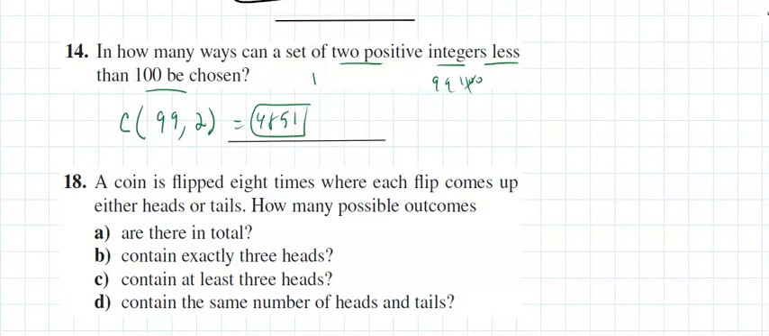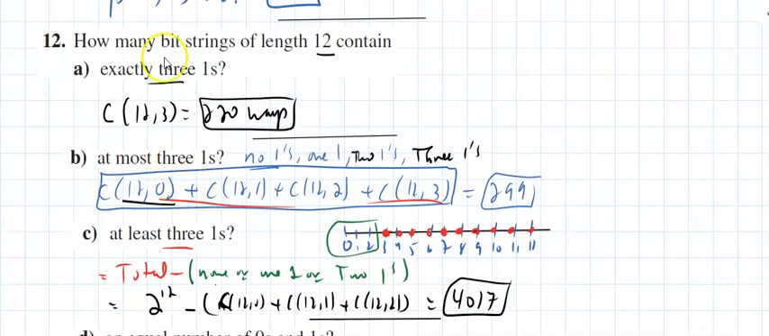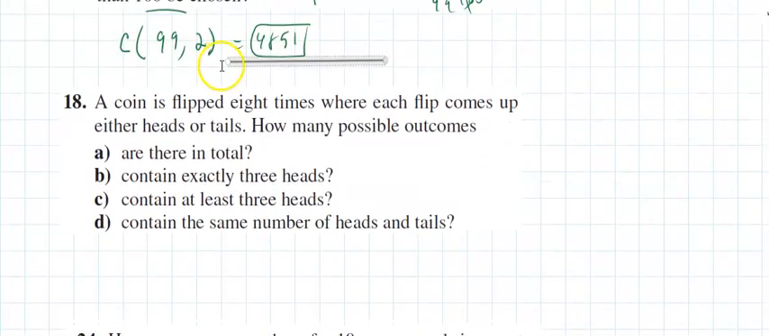All right. Now, a coin is flipped, and when you flip a coin, you have kind of like the bit string, right? So the options, you could get a head or tail, one of two options. It says a coin is flipped 8 times, where each flip comes up to be either a head or a tail. How many possible outcomes are there in total? In total, well, heads or tails each, 2 each, and there's 8 times. That's 256 possibles.